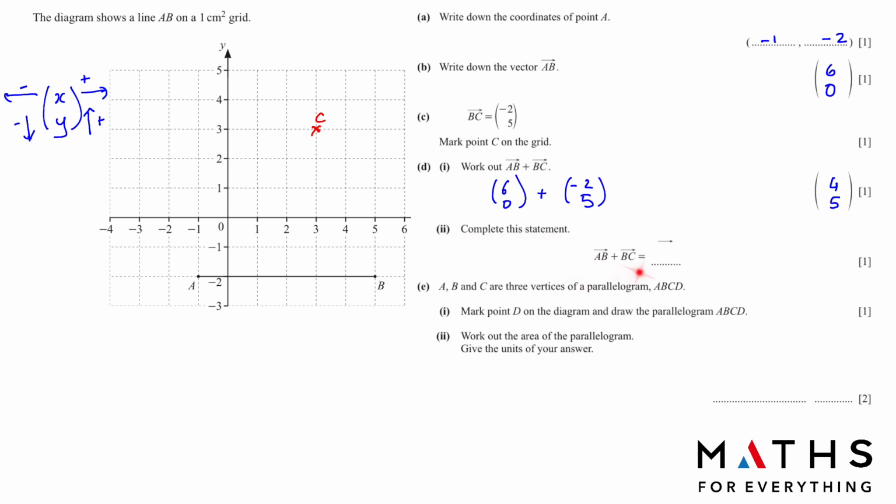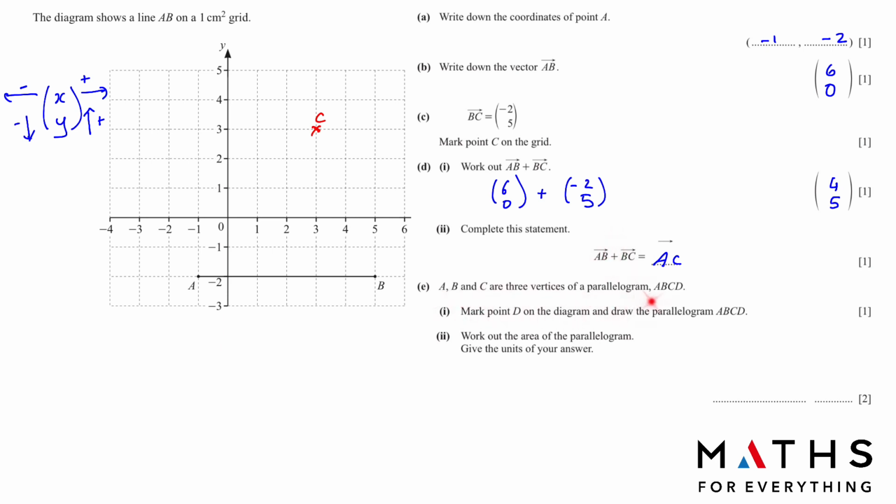Complete the statement. AB plus vector BC is equal to what? You see the starting of this vector is A, B is common, and C is at the end. Therefore, this is equal to vector AC. We take the starting letter and the last letter. If the middle is common, this is the vector.